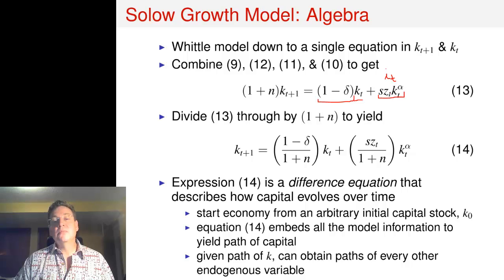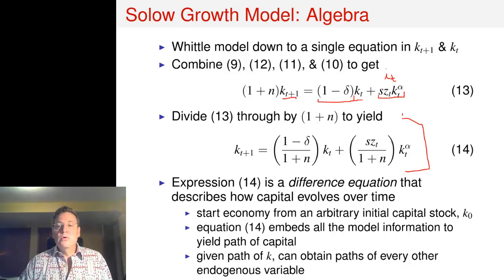It's the savings rate times output. So this is new capital goods. So what we have here on the right-hand side is the undepreciated old capital, and then the new capital. And that then becomes the capital next period. Now, because we have a population growing, and we've written everything in per capita terms, the population growth rate appears here. That's what the 1 plus n is. So we can just divide through by 1 plus n, and we get this expression. And this is called a difference equation. And it tells us how the capital stock evolves over time.